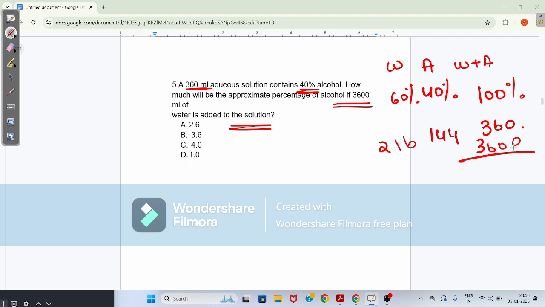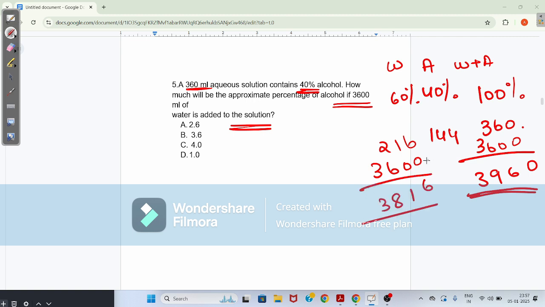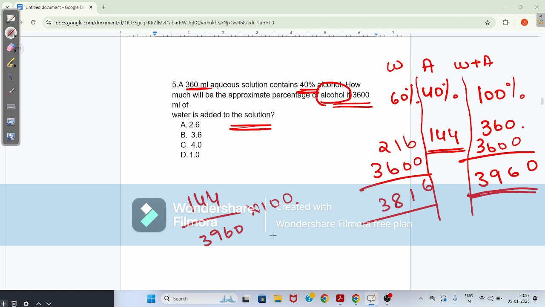Okay, when 3600 milliliters of water is added to this 360, this value changes, so the total becomes 3960 here. Only water has been added, so the water amount becomes 3816. Now water is added to the solution, so what is the approximate percentage of alcohol? To calculate this, 144 by 3960 into 100. When you calculate this value you will get the approximate percentage of alcohol, which is 3.6 percent.